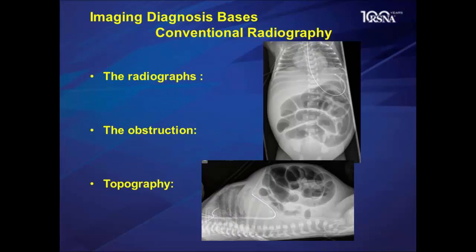After the clinical foundations, let's now turn our attention to imaging, and first, historically, conventional radiographies, which would give us an idea about the level of obstruction, upper or distal, and then the pattern of obstruction.